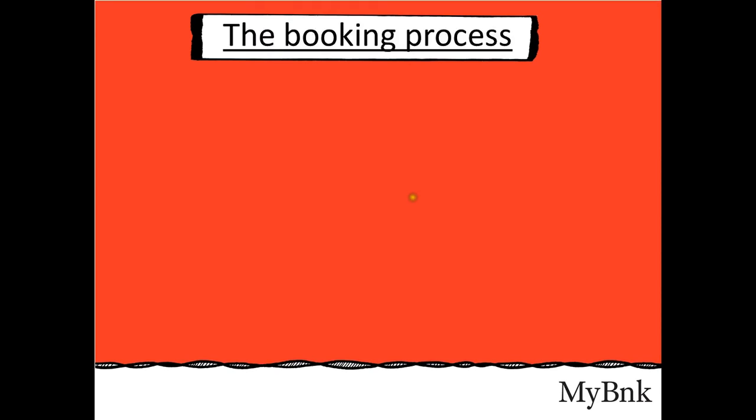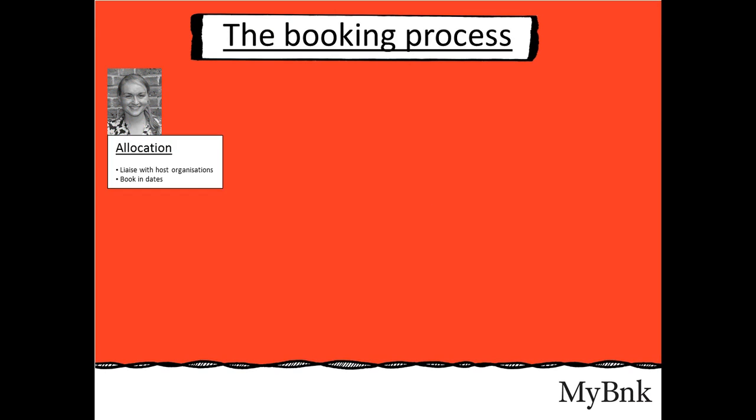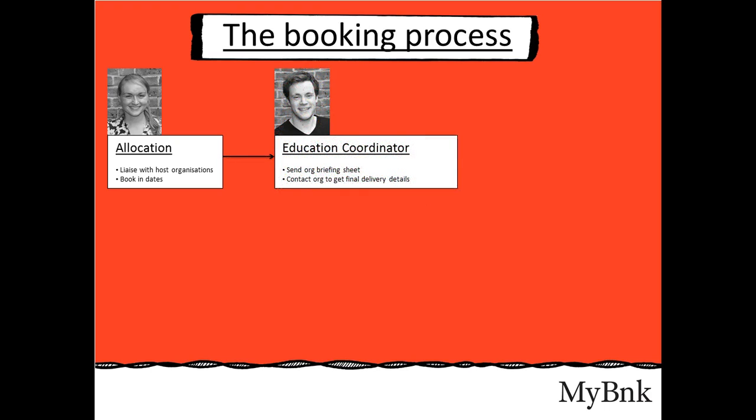So the booking process at MyBank starts with the allocation of the programs. This is done by Meta Barker. She is our partnership manager and she is in touch with all the host organizations that we work with. So all the schools, all the out of school settings, youth clubs, leaving care teams, etc. She speaks with them about which is the best program for them to run, and she books in the dates. She then hands this file over to Graham.